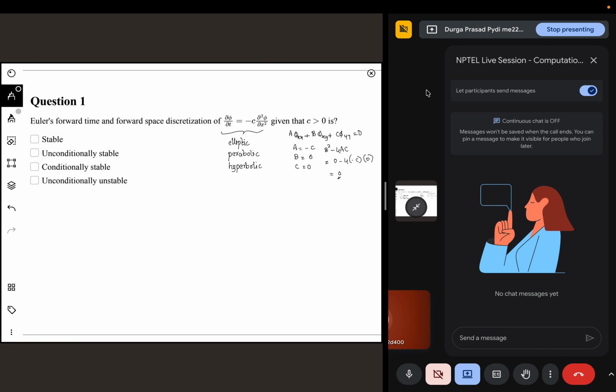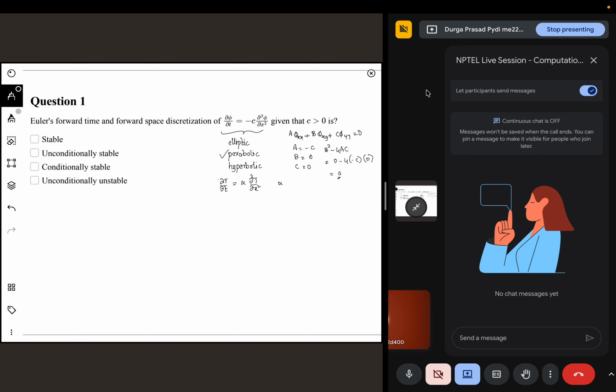So I'm getting discriminant to be 0. So this is actually a parabolic equation, which is something that we discussed last week. It's in the parabolic form, very similar to the unsteady heat conduction problem, where instead of E we used to have temperature, dT/dt equals alpha times del square T by del x square.